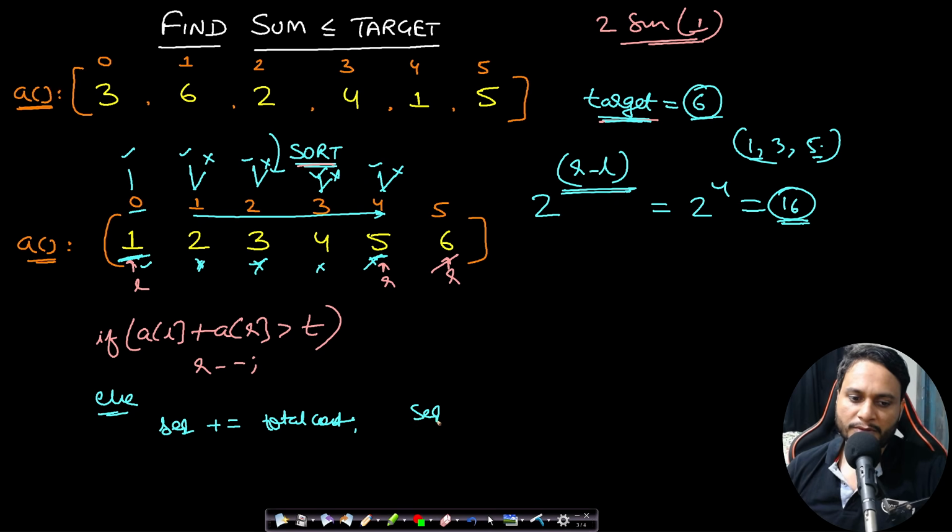So to the subsequence count, which starts from 0, I will be adding 16 to it. Okay, so my total count will reach 16, right?